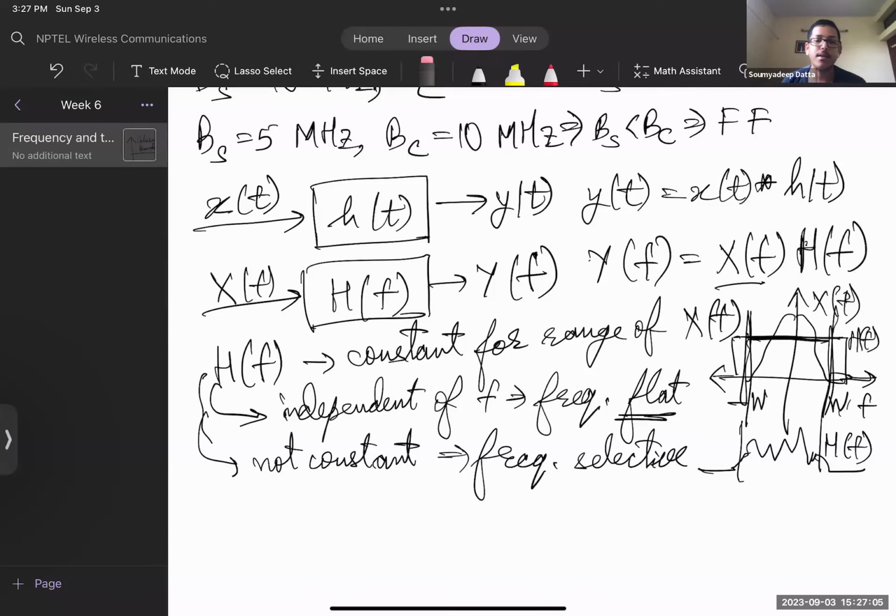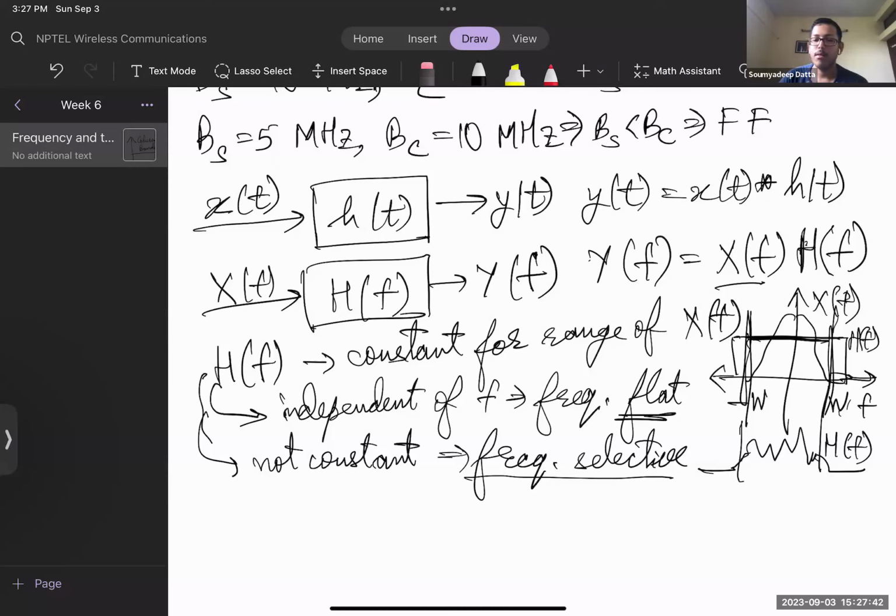What I'm interested in here is, for this signal bandwidth, do I have the channel response constant, or is the channel going to fluctuate in this bandwidth? If the channel fluctuates in this bandwidth, then the gain that I'm receiving from the channel, this h of f, will depend on the exact value of f. That's why it is frequency selective, which means it will favor some frequencies and not favor some other frequencies. That is selective of frequency.